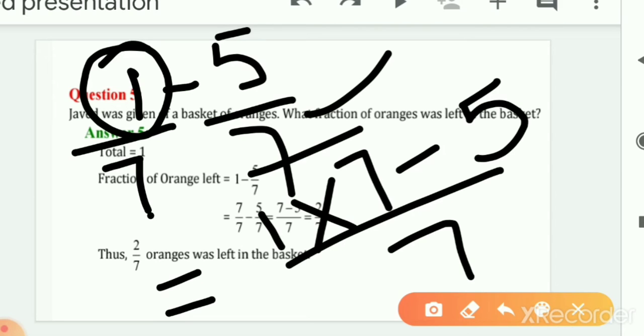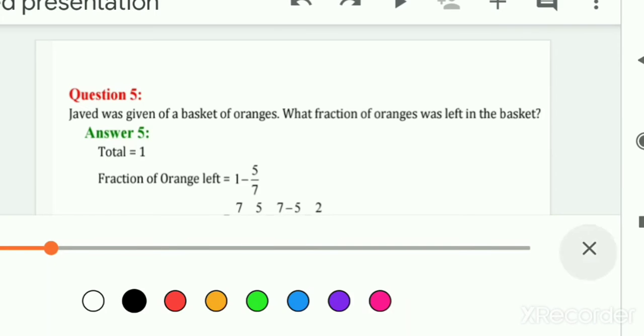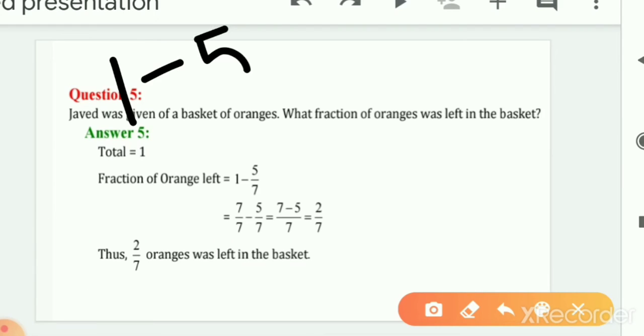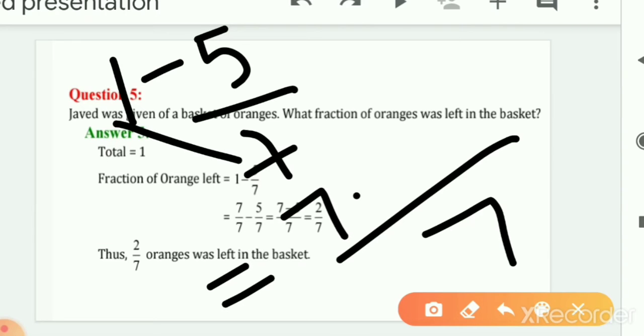You can take it like this also: 1 minus 5 by 7. You can just take the LCM, that is 7. Multiply this 1 by 7, that will be 7, minus 5. So 7 minus 5 is 2 by 7. So thus 2 by 7 oranges were left in the basket.